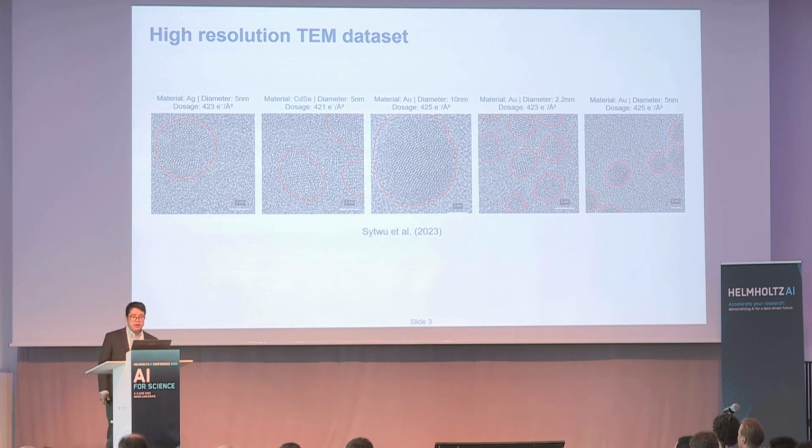We are working with high-resolution TEM datasets. These are of different materials: we have silver, cadmium selenide, and gold nanoparticles. They are of different sizes in diameter, 5 nanometers, 10 nanometers, 2.2 nanometers. They are all taken with different electron dosages, which is very important for the quality of the images. And as you can see from the scale bar, they are all of different magnifications. So these details are very important.